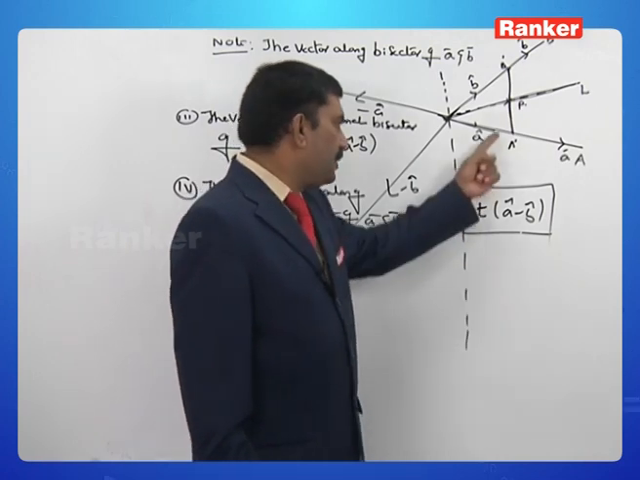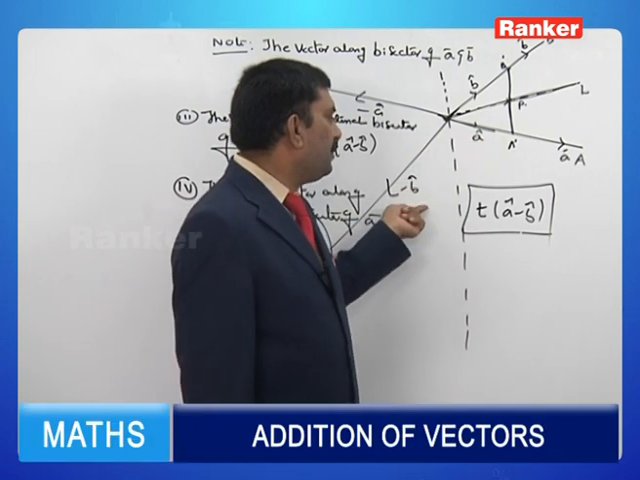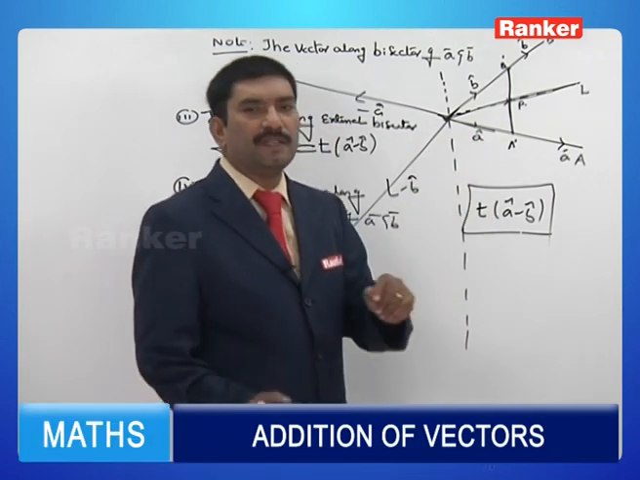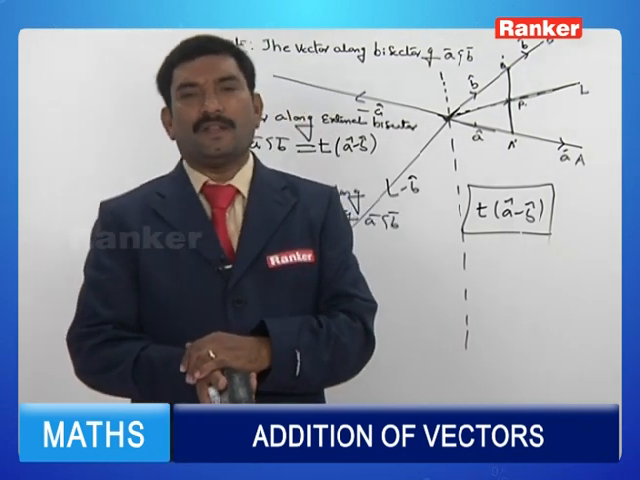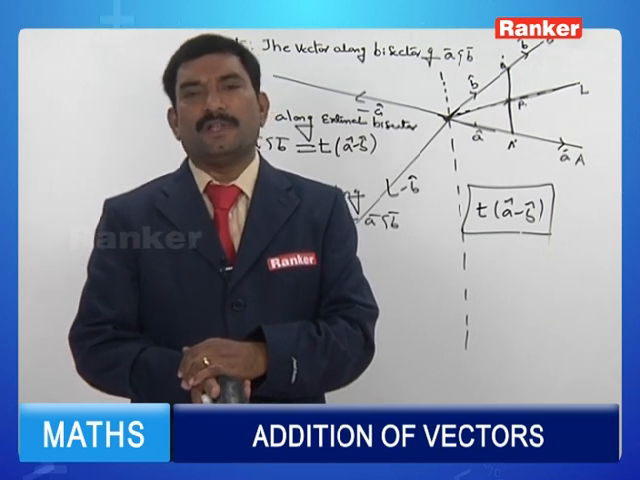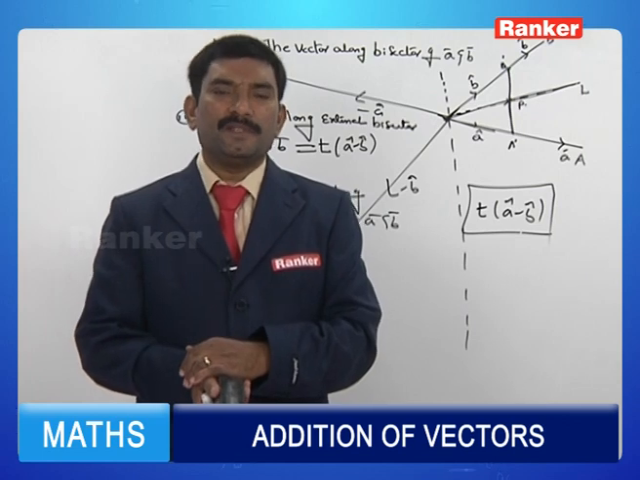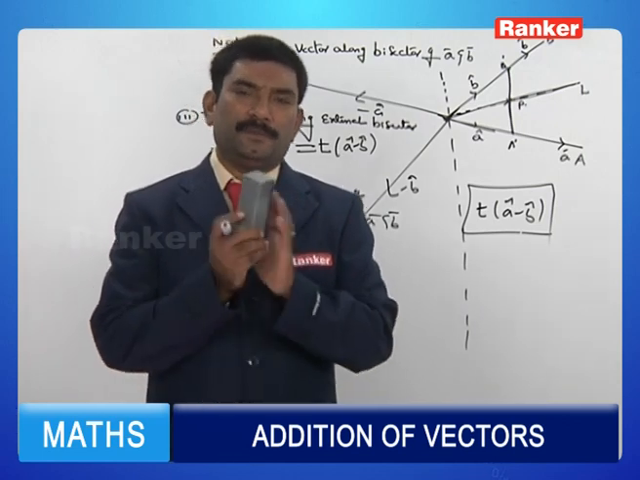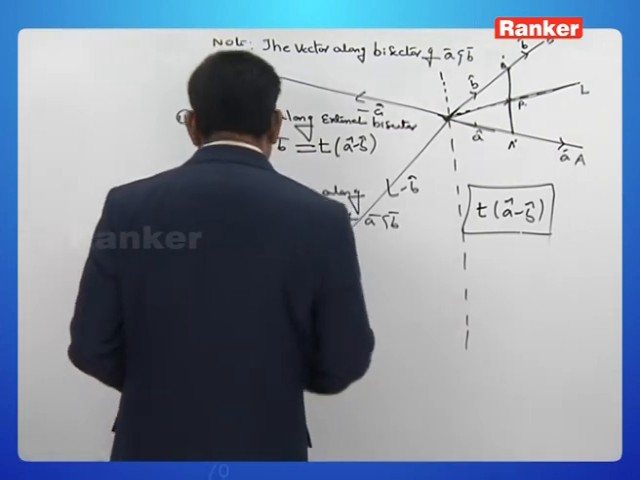addition of vectors, you can join these two. So therefore, with the combination of this A cap and minus B cap, I can write T into A cap minus B cap. Similarly, the unit vector along the external bisector of A bar and B bar is A cap plus B cap by modulus of A cap plus B cap. Right. The fifth one is very, very important.